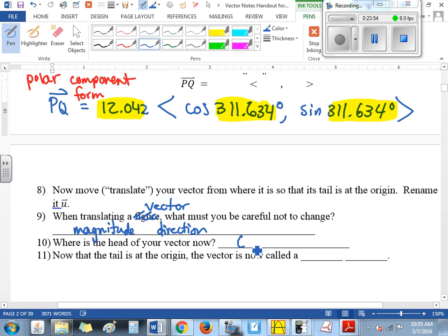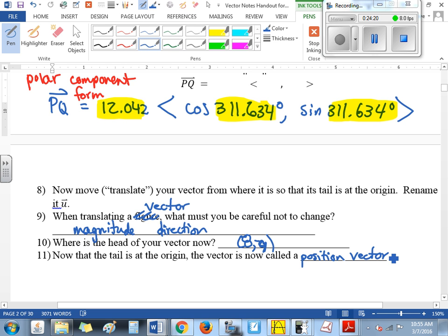Now the vector is at 0, 0. The tail's at 0, 0. The head is at 8, negative 9. And it is now called a position vector. That was our second little internet search there.